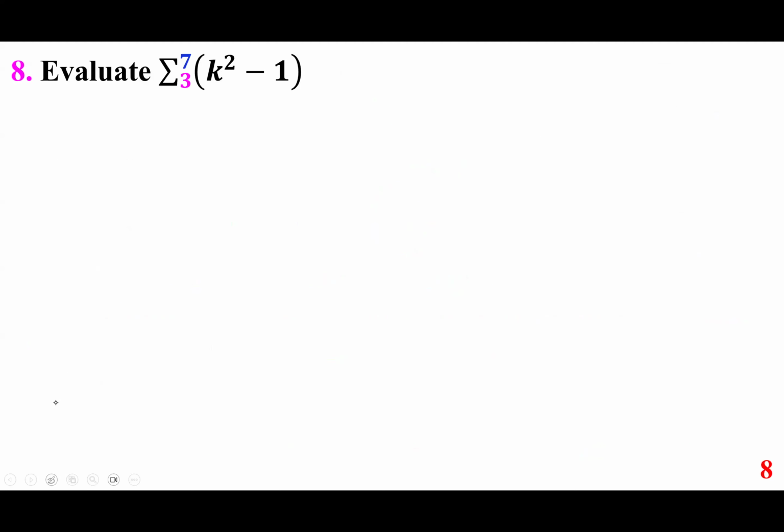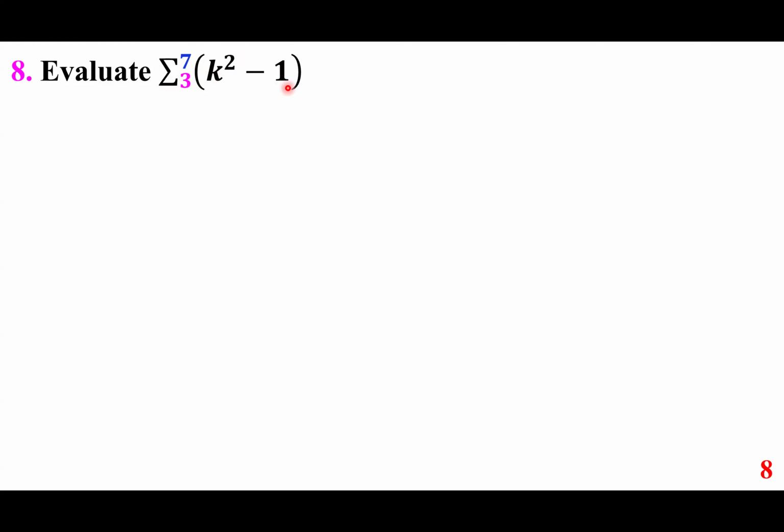We want to evaluate the summation of k squared minus 1 from 3 to 7. I hope you remember the meaning of this sigma, the summation. So basically, you start from the first number that you have here. The limit starts from 3.